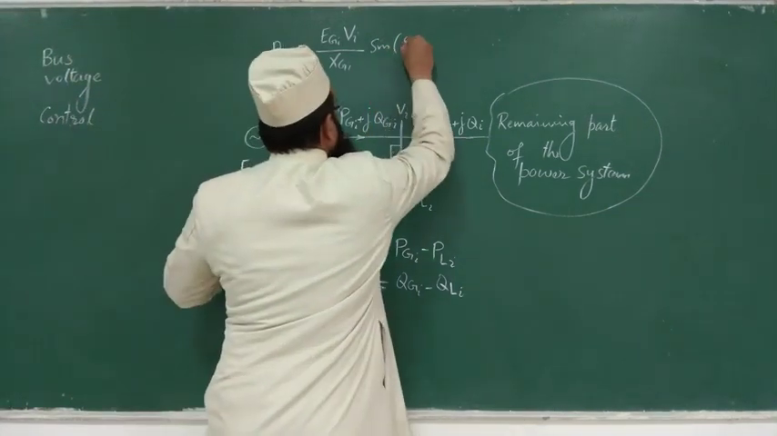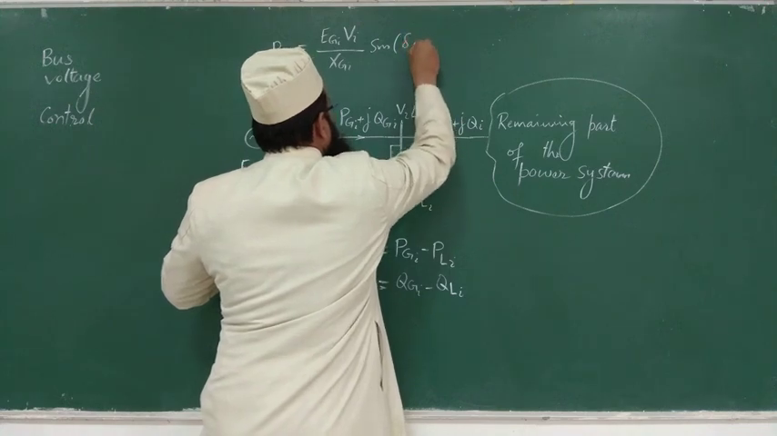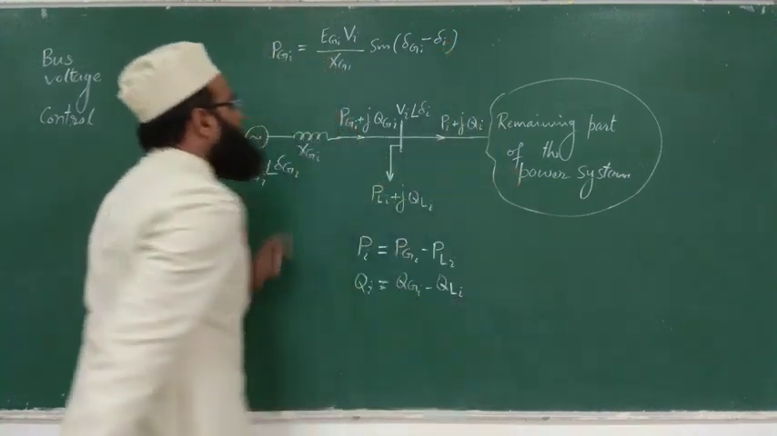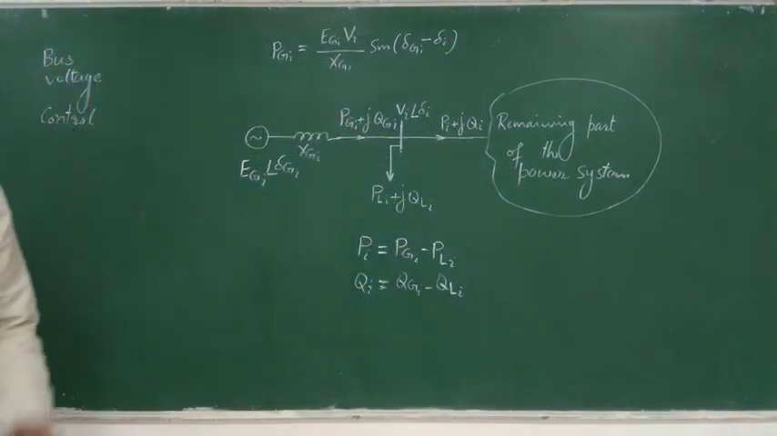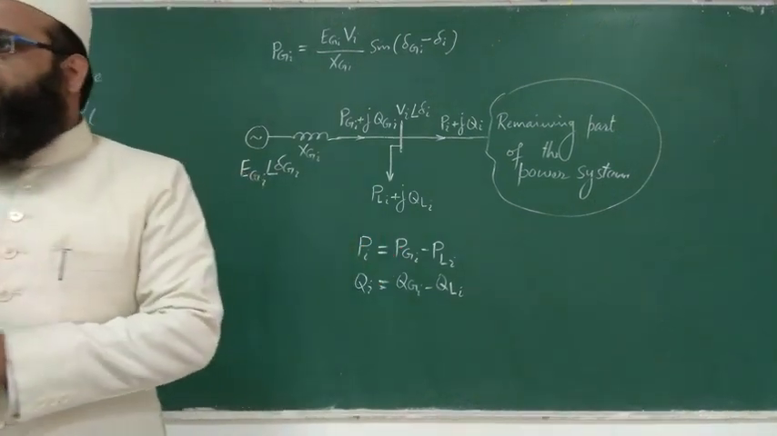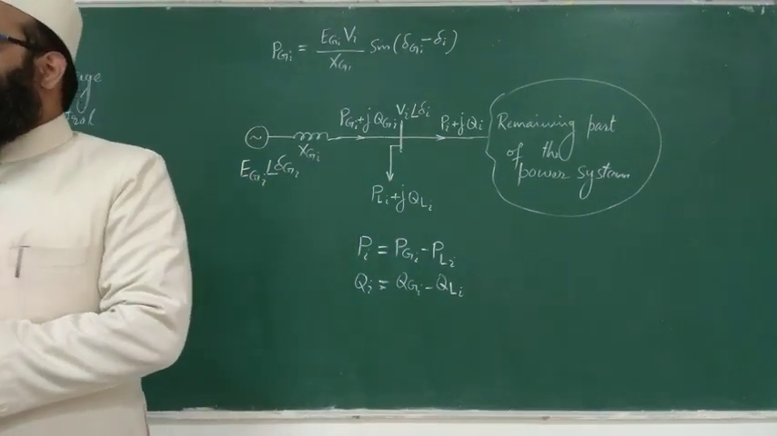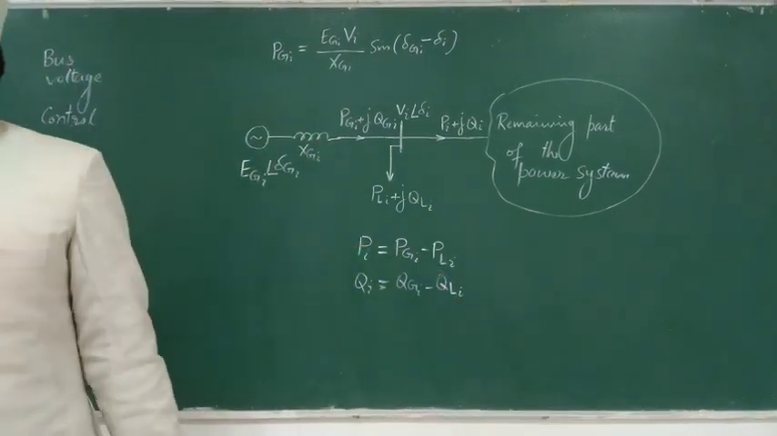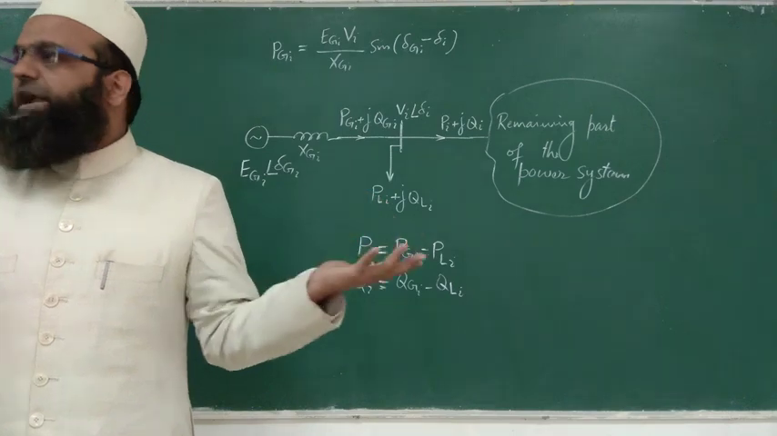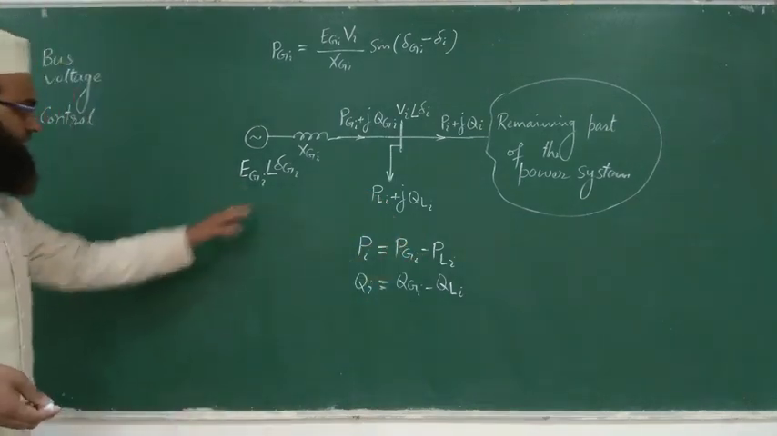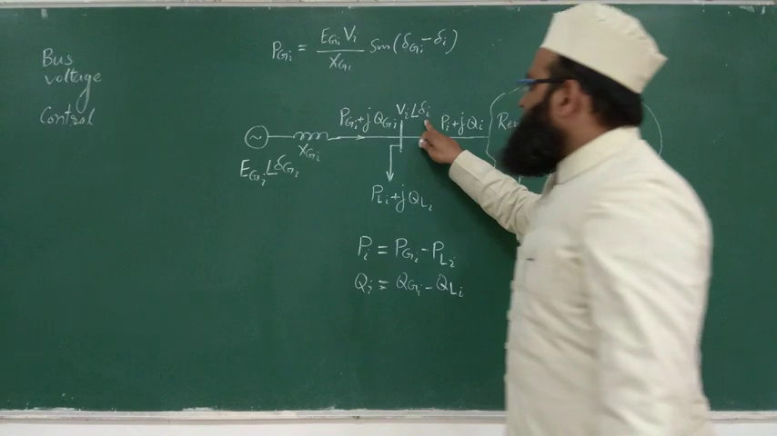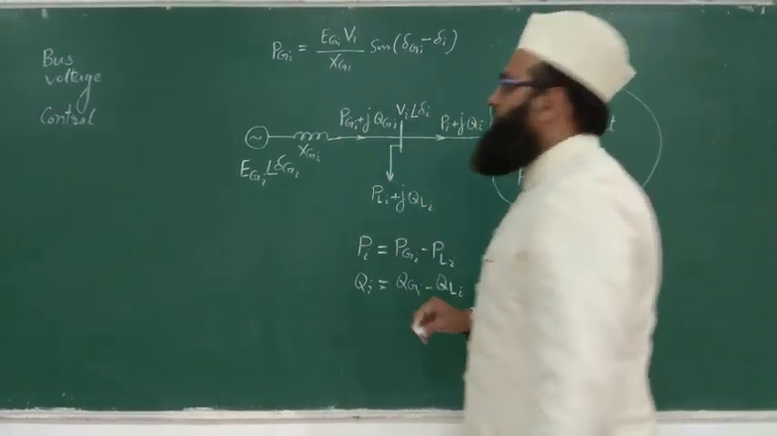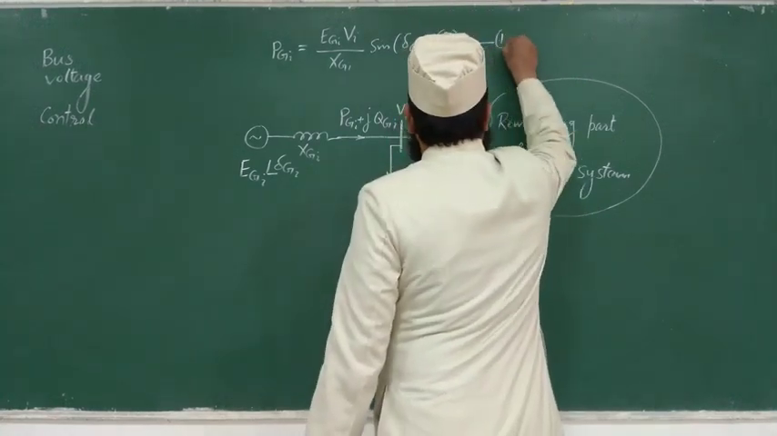Sine of delta Gi minus delta i. Remember, for a transmission line, sending end voltage times receiving end voltage upon reactance, sine of delta, where delta is the phase difference of the two voltages at the sending end and receiving end. If you are taking the reference as 0, then that will be exactly delta. But we have represented this as delta Gi, and this is delta i, so the difference will be delta Gi minus delta i, sine of this. This is the active power, right? Let us say this is equation 1.